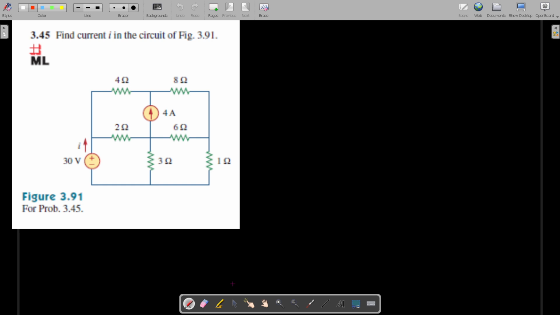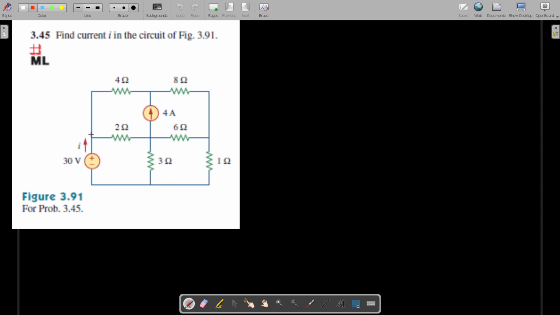Hello everybody, today we are going to solve a problem from Fundamentals of Electric Circuits by Alexander and Sadiku's 5th edition. This is problem number 3.45 and the question is to find the current I in the circuit. So this is the current I which is to be found out by us.